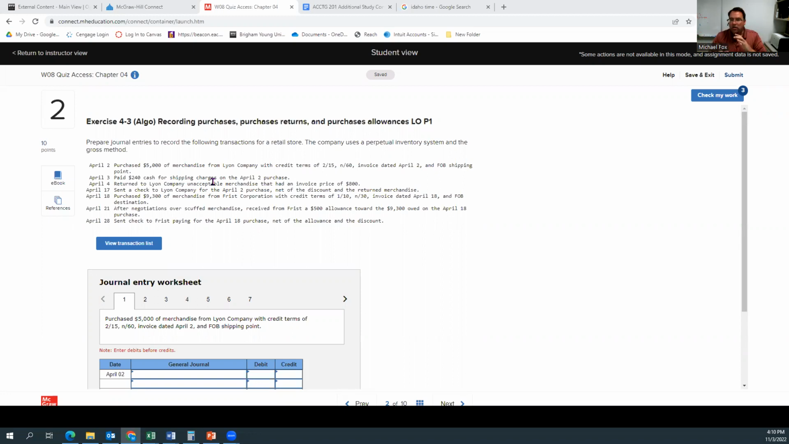So I just wanted, this is problem number 2. I wanted to walk through this. A few people had asked questions about it, so here I go. It tells us that we need to prepare the journal entries to record the following transactions for a retail store. And it tells us that the company uses a perpetual inventory system and the gross method.